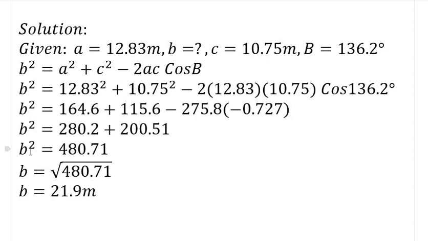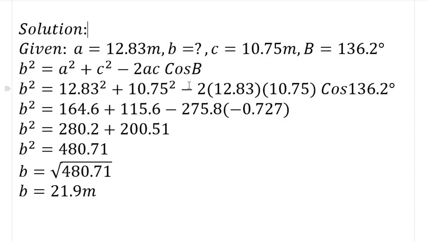Beautiful. So remember, you are looking for side B, and we have the square of B here. When you take the square root of both sides, the square root will remove this square, and you are left with B. Then the square root of 480.71 will give you 21.9 meters. So we now have side A to be 12.83 meters, side B to be 21.9 meters, side C to be 10.75 meters. Awesome. So that serves the condition.